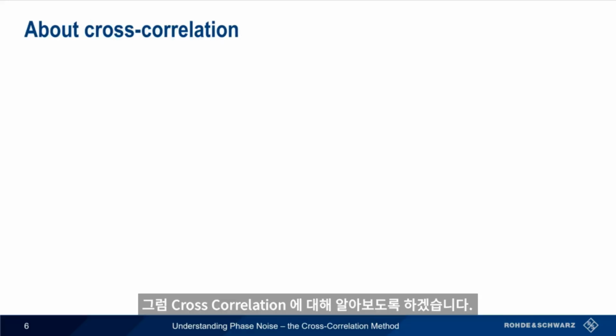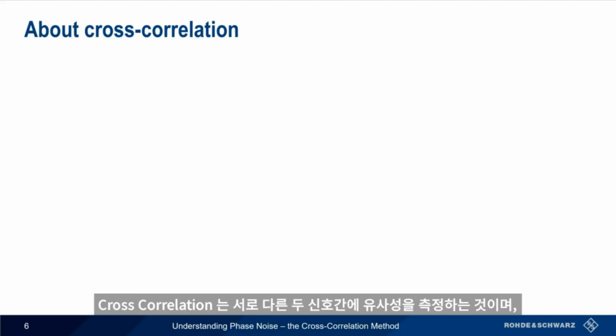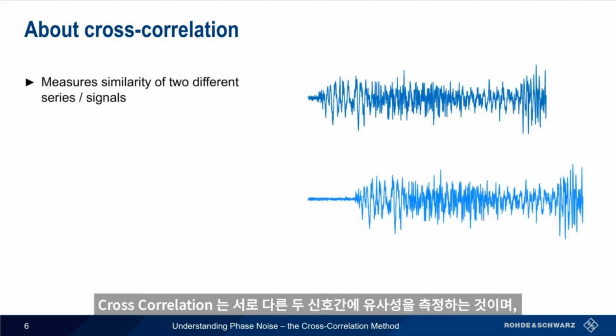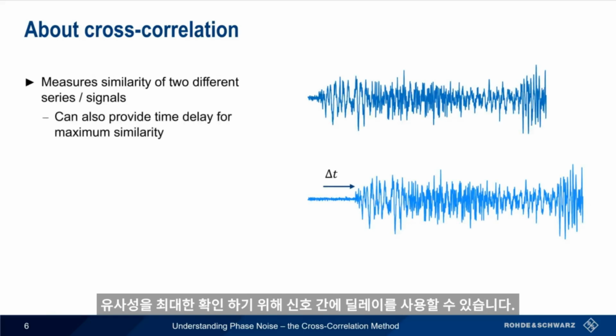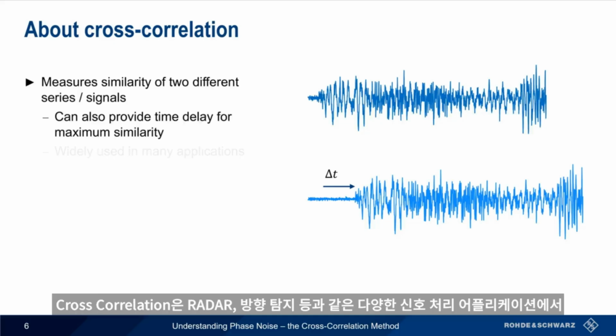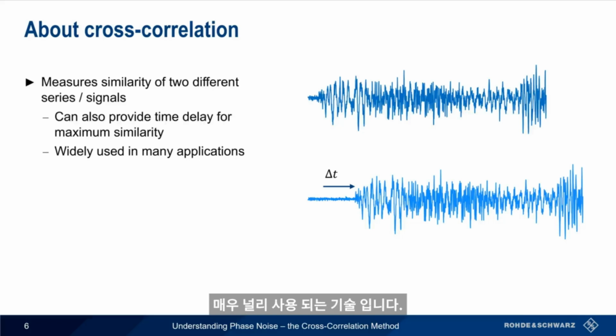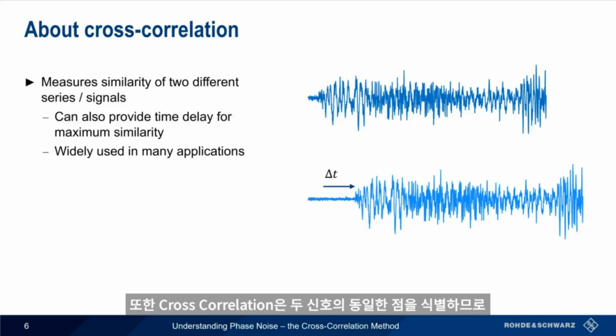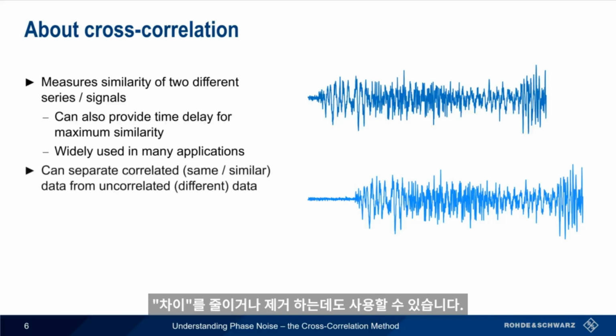It might be good to pause for a brief non-mathematical explanation of cross-correlation. Cross-correlation is a measure of the similarity between two different series or signals, and can also provide the time delay needed for maximum similarity. Cross-correlation is very widely used in many different signal processing applications, such as radar, direction finding, etc. Because cross-correlation identifies what's the same about two signals, it can also be used to reduce or remove the differences between sets of data.